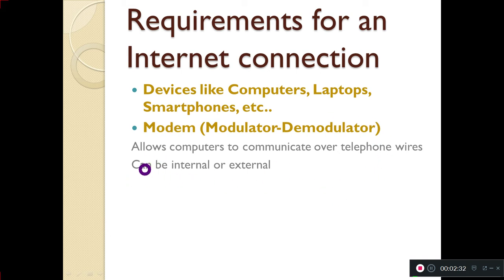And this modem can be external or internal. It can be internal in your systems, or it can be attached externally. Now let us take one example. Suppose I want to send an email. My system is here in, let's say, Bhopal, and when I send an email, the email first goes to the server. The server can be in some other country or location. Let's take an example of America. So the server is located in America.